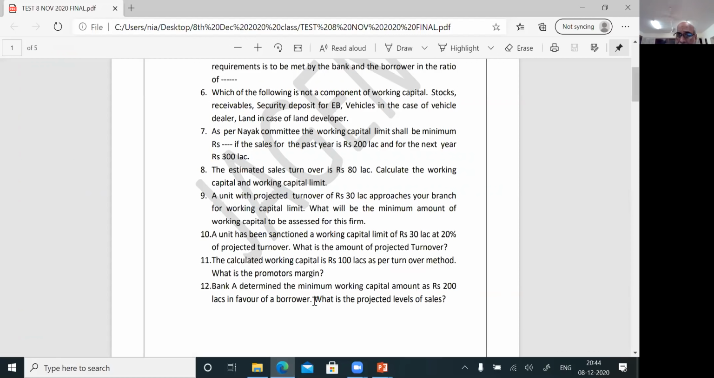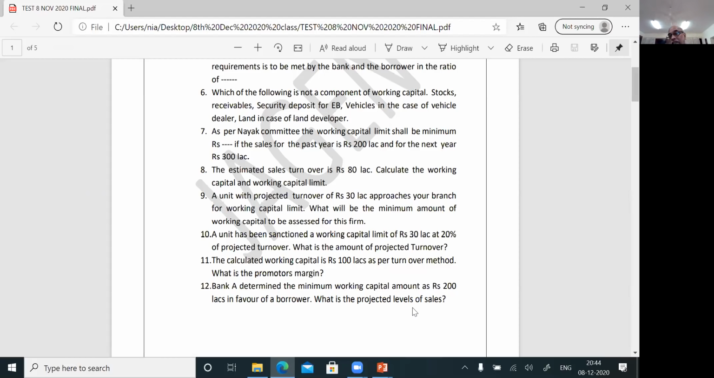Bank A determined the minimum working capital amount as rupees 200 lakhs in favor of a borrower. What is that? Working capital amount, not working capital limit. You have to read the question very thoroughly, whether it is working capital or working capital limit. Bank A determined the minimum working capital amount as 200 lakhs in favor of the borrower.